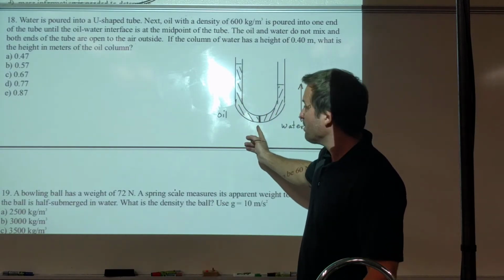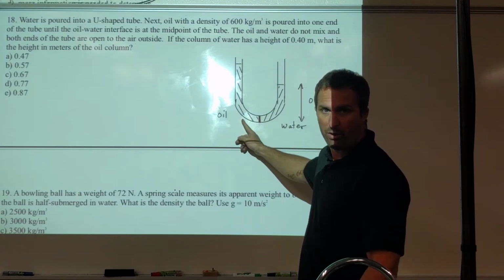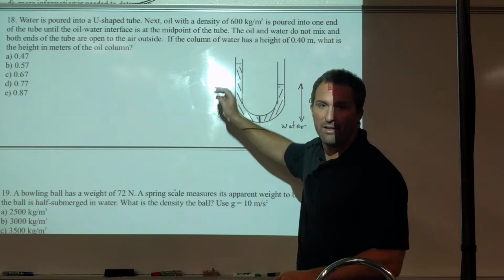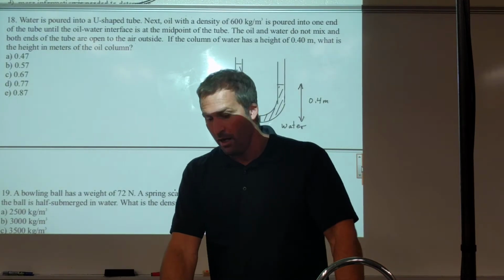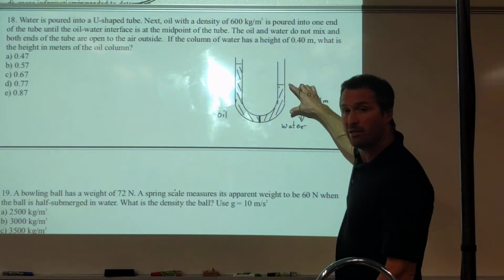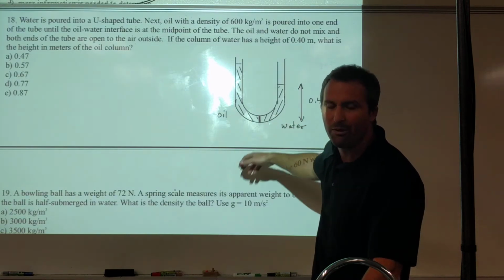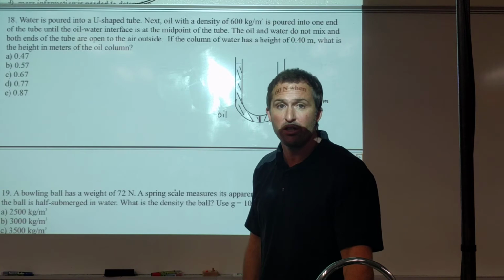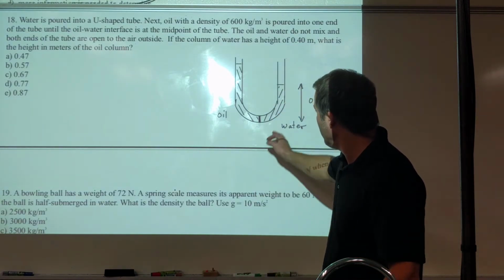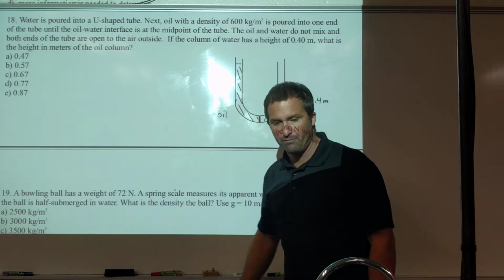We're going to end up with something that looks like this. We'll have an interface between the water and oil here. They're not mixing. On one side, we'll have this column of water, and on the other side, we'll have our column of oil. What other information is given? We were given the height of the column of water here. We do know the density of water. It's on our formula sheet, or we probably should just know that it's 1,000 kilograms per cubic meter, standard units. And the density of the oil is given here at 600.